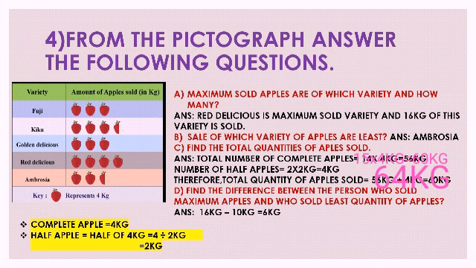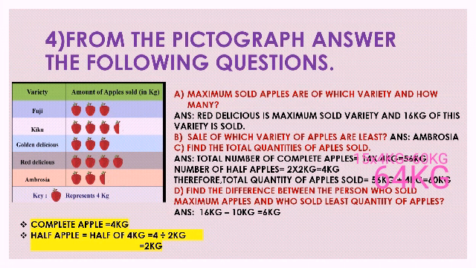So the first question is, maximum sold apples are of which variety and how many? So from this diagram, where is the number of apples maximum? That is, the picture of apple is most beside which variety? Red Delicious. So Red Delicious is maximum sold, and what is the amount which is sold? How many apple pictures are there? 4. So 4 fours are 16 kgs of Red Delicious were sold.